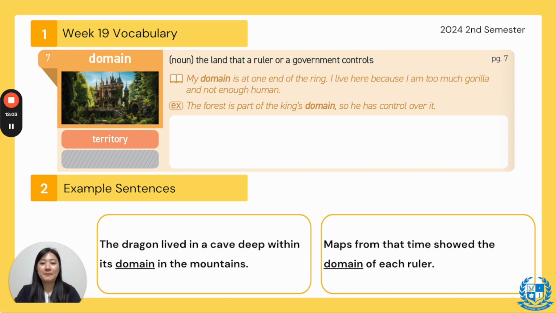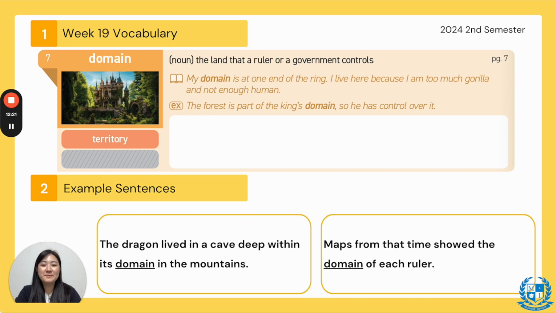In our book, it says, "My domain is at one end of the ring. I live here because I am too much gorilla and not enough human." So saying his area, where he lives. Example, let's read together. 1, 2, 3.